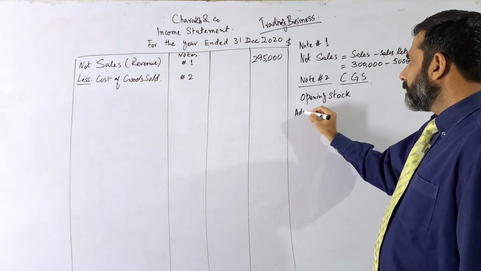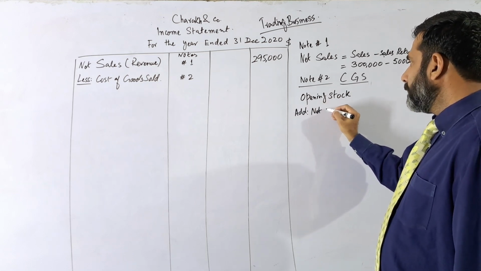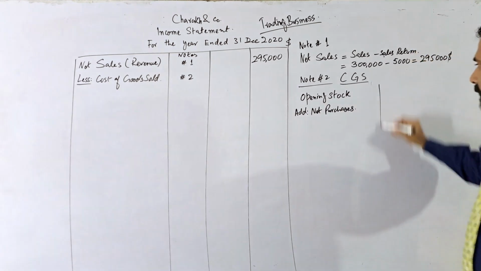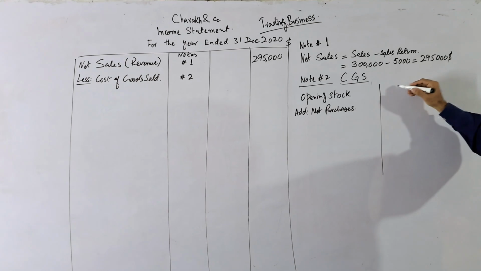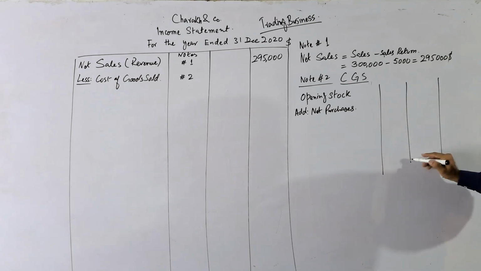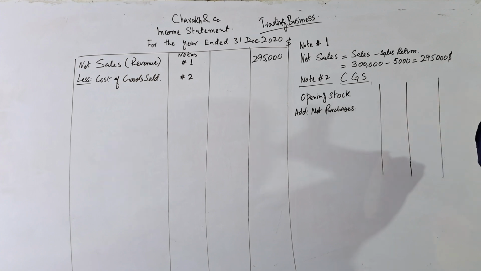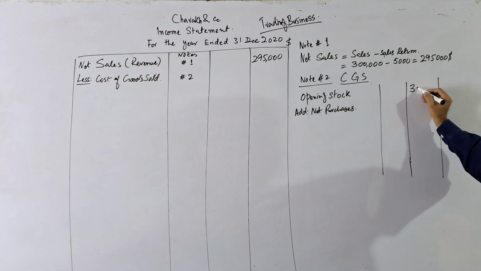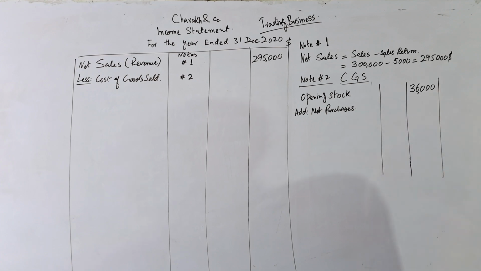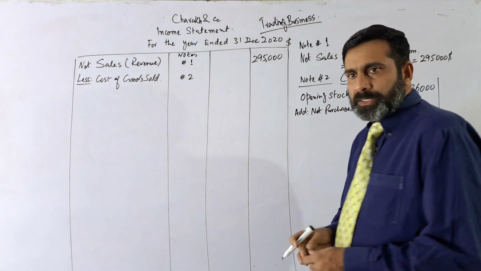Then we will add the net purchases. So here again we will make the 2 columns. The first column for the calculation purposes or for any additional information, and then the amount. Let's say we have an opening stock of 36,000.